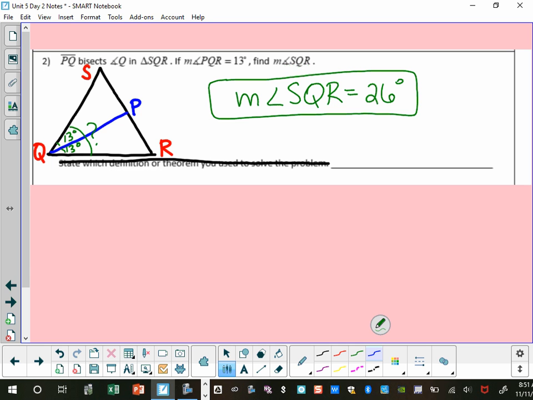Any questions on number 2? Wait, why did we draw the P basically? Why did we do what? Why did we draw the bisector? Yeah, this is the PQ bisects angle Q. Okay.